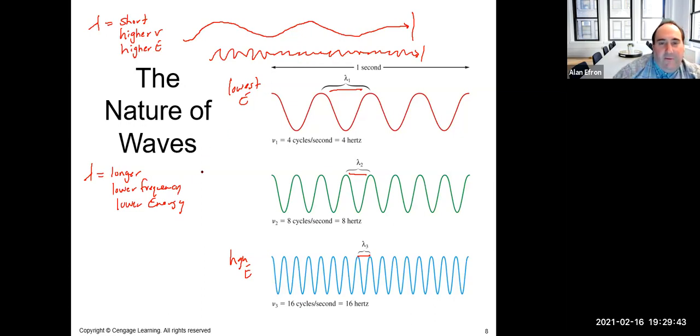So remember, in terms of our colors, Roy G. Biv, right? Red had the longer wavelength, and again, lower in energy, as opposed to the more violet colors, which have a shorter wavelength and higher energy. Any questions on that?